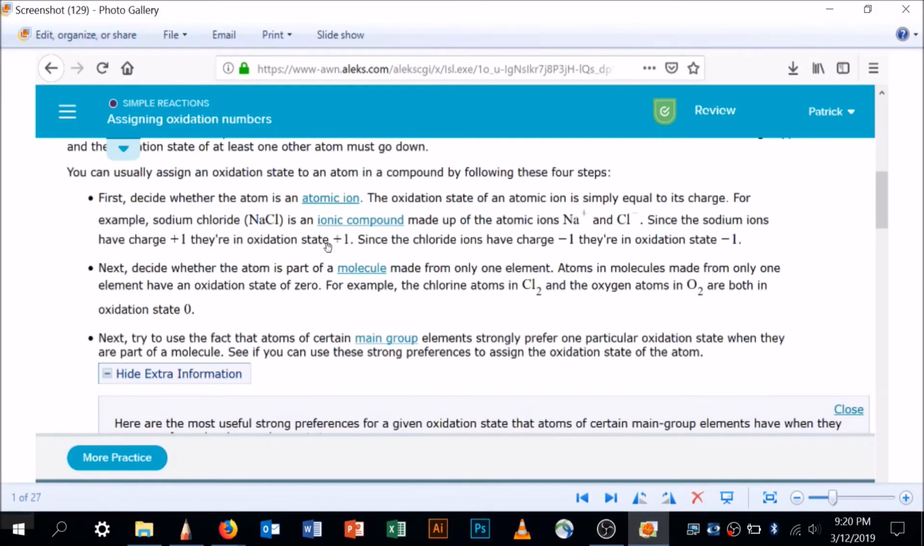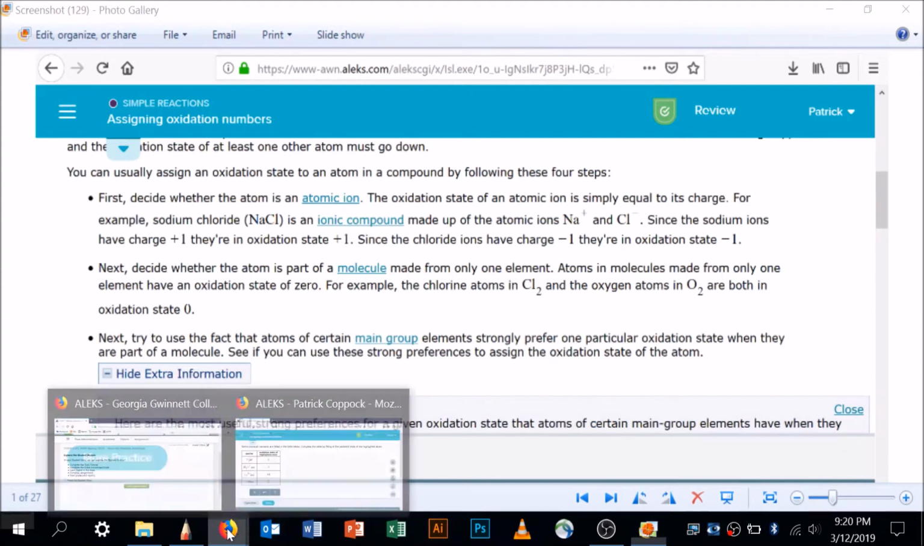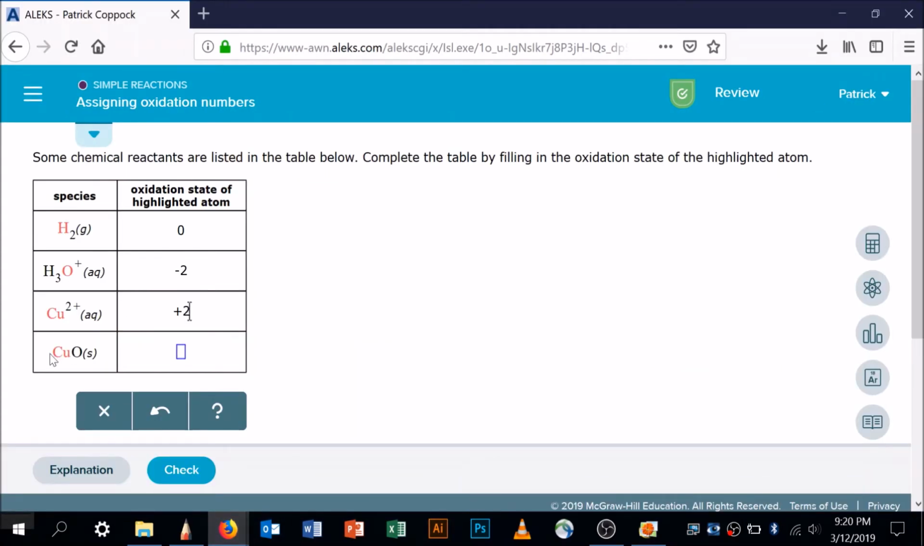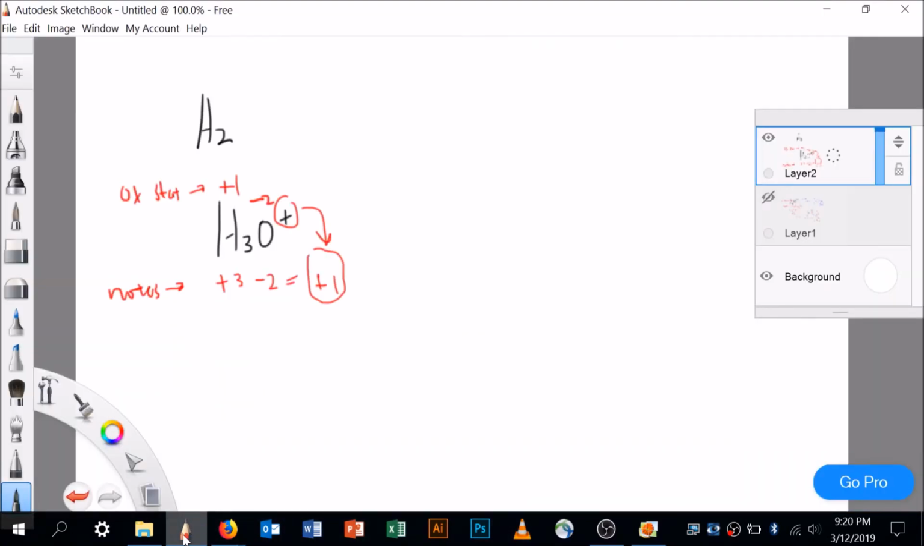What's the language that's being used? It's plus. The oxidation state, the pluses and minuses are going in front. So let's put it there. It's +2. Now copper oxide. Okay, let's put this in our notes here.